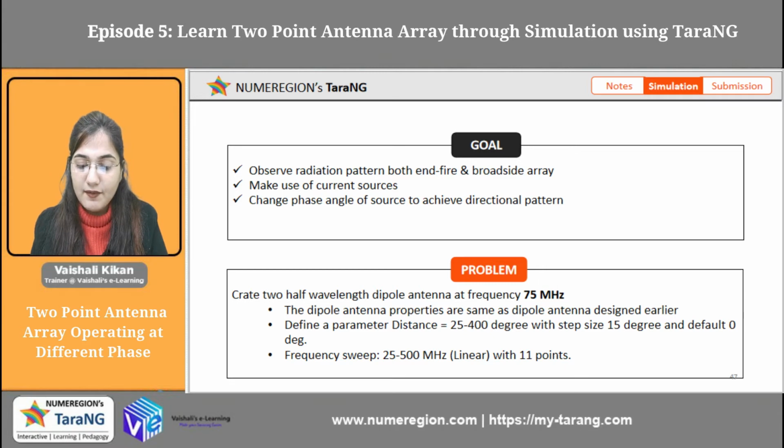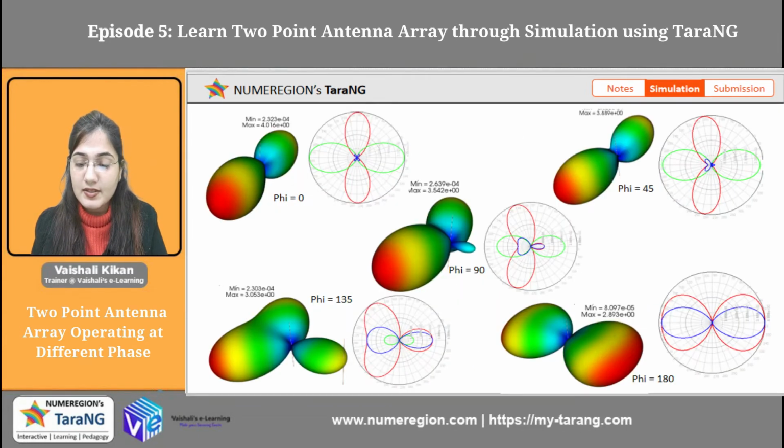Frequency sweep was 25 to 500 megahertz. With 1 point I had taken, you can choose the 11 points as well, and this is how we had seen the radiation pattern. So you can see the radiation pattern for the 2-point antenna array for any phase.